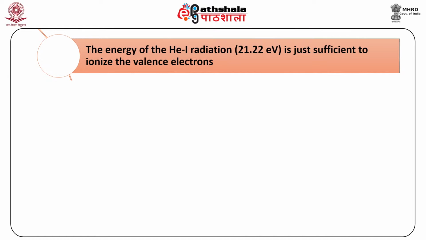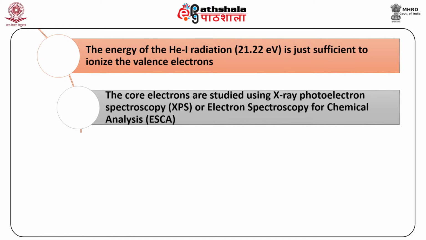And the third point we learned was that the energy of the helium-1 radiation, when you convert to electron volts, turns out to be 21.22 electron volts, and this is just sufficient to ionize only the valence electrons. The core electrons cannot be ionized using this radiation because they have very negative energies and they are closer to the nucleus. So, they are very difficult to remove. You require more ionization energy for their removal. To study them, you use X-ray photoelectron spectroscopy, XPS, or electron spectroscopy for chemical analysis, called ESCA.